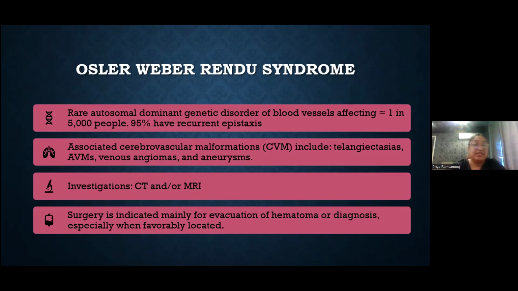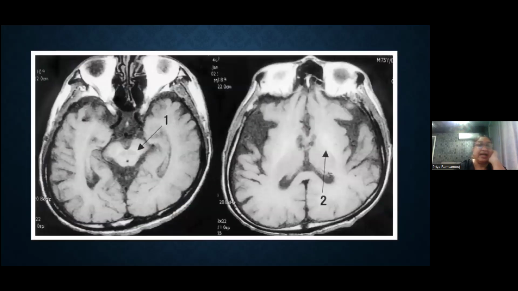Surgery is indicated mainly for evacuation of the hematoma, or for the diagnosis, especially when it's favorably located, right? And there are other syndromes that come to mind when we think about this, as I just mentioned. Also, Sturge-Weber syndrome is another one that you have to be aware of in terms of vascular malformations, right?